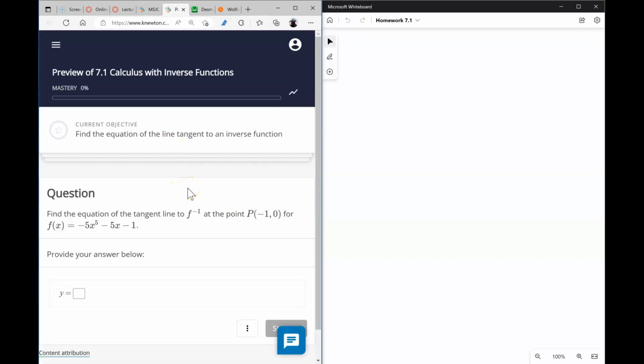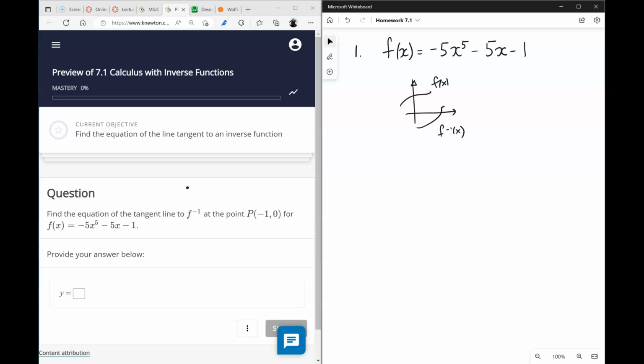The first problem is to find the equation of the tangent line to the inverse at the point. Okay, so we need to really understand what's going on here, right? So here's my function. The function may have an inverse. So here will be the inverse of that function. And the question is asking me to find the equation of the tangent line to a point somewhere on the graph of the inverse function, but it's the equation of the original function that is given.